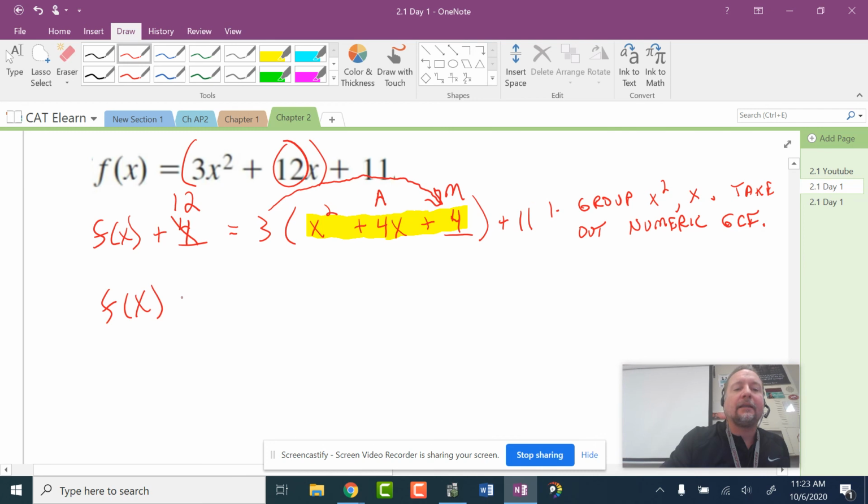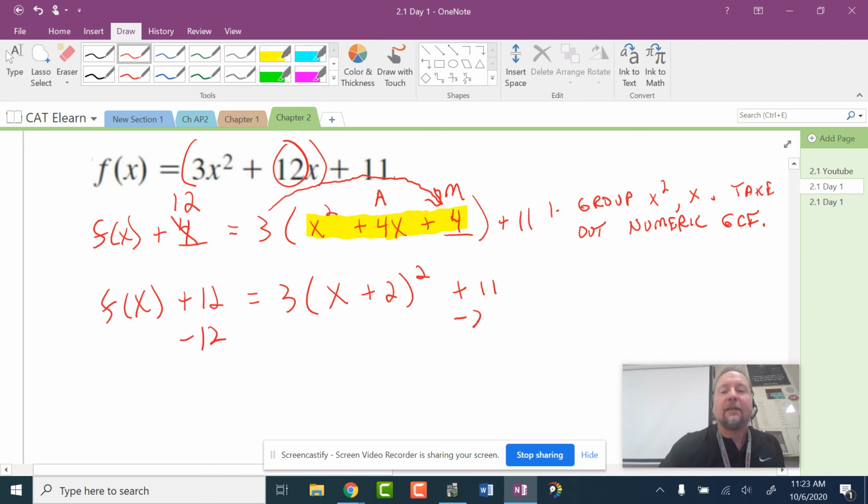And then honestly, you could write the final answer next, because 3 times, what multiplies to 4 and adds to 4? 2. 2 times 2, 2 plus 2, x plus 2 squared, simple factoring. And like I said, that was kind of a redundancy to have to write this one again. Oops. Okay, so 3 times 4 is 12, you added, and then we had 11 there. So yes, f of x equals 3 times x plus 2 squared minus 1.